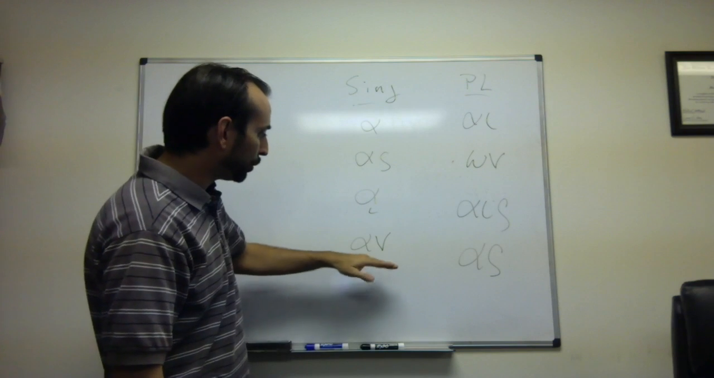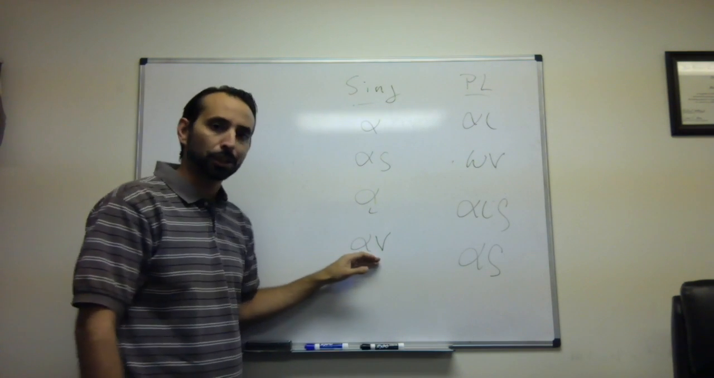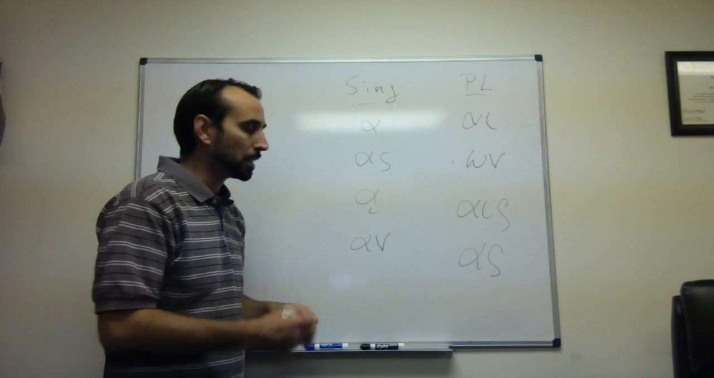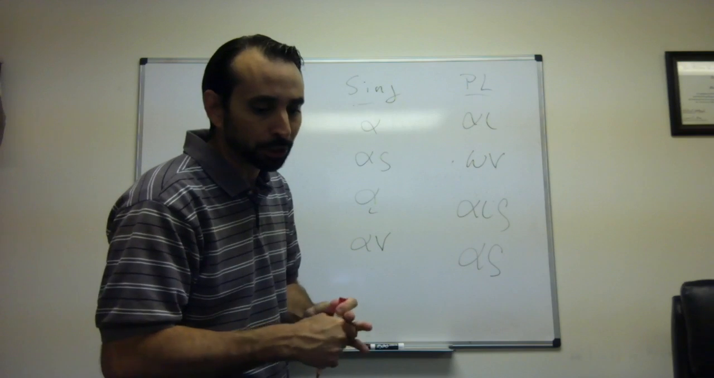So you should memorize these endings so that, for example, if you get an alpha nu, that's accusative singular. So you see the ending and can recognize and locate it. That's what you're trying to learn here.